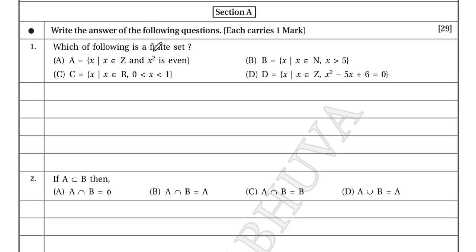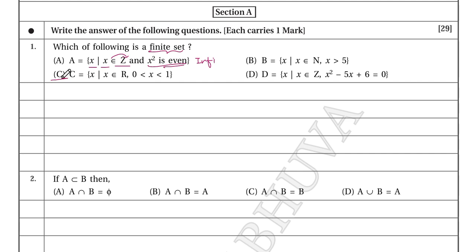Which of the following is a finite set? Look at the first option: x such that x belongs to Z, meaning integer, and x square is even. So this is an infinite set. Why is it infinite? Because if you take any even integer, then the square is also even. So there are infinite integers whose square is even.